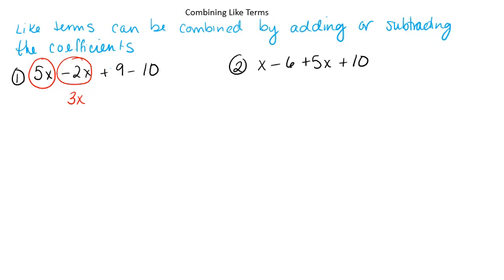9 and 10 are like terms. So we have a positive 9 minus 10. Notice when I go to combine, I consider that a positive 9 minus 10. A term includes its sign. So positive 9 minus 10 is a negative 1.